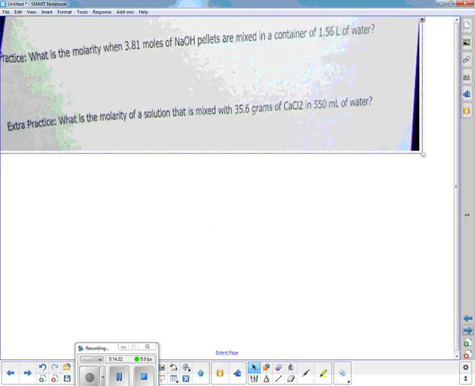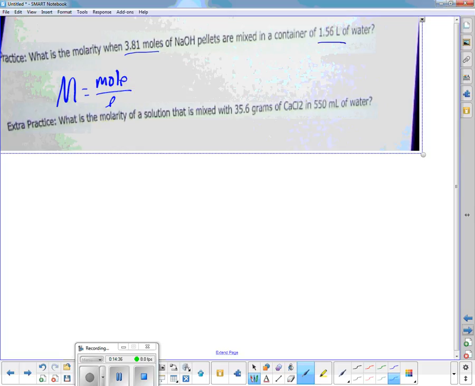Okay, so first it says, what is the molarity if I have that many moles with that many liters? Well, that's pretty easy, right? Molarity is equal to moles divided by liters. So 3.81 moles divided by 1.56 liters. And this is where we need our calculator, or if you don't have a calculator, you can use your phone, and this is a simple calculation.